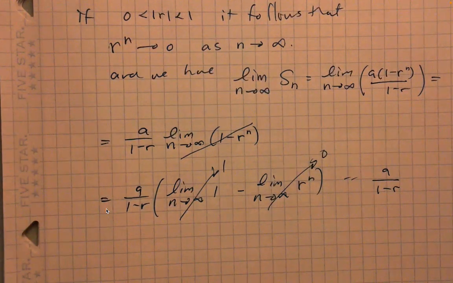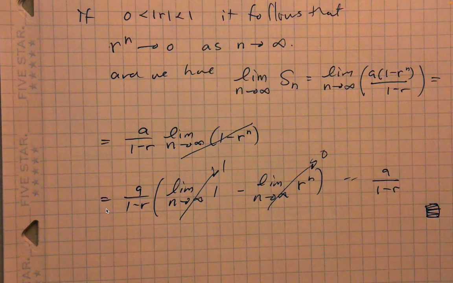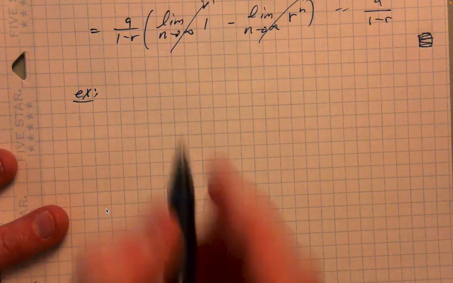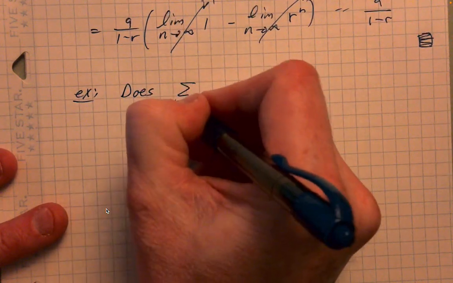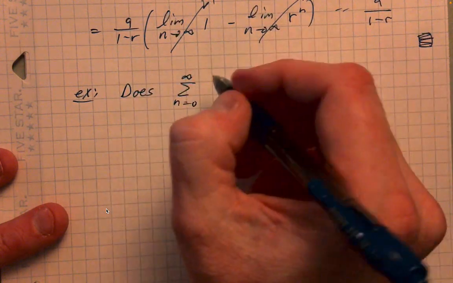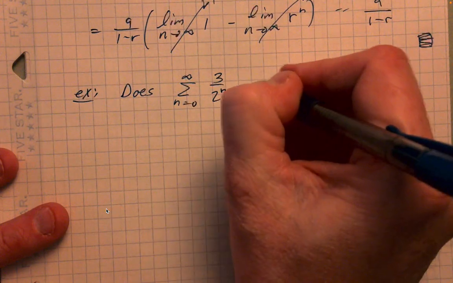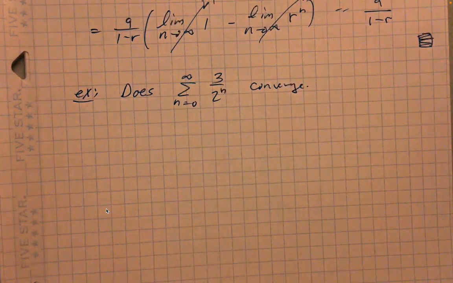All right, perfect. So that's the proof of the geometric series, the convergence of the geometric series. Let's do an example using that. It'll be a lot like the first example that we looked at. Does the series n equals 0 to infinity of 3 over 2 to the n converge? And if so, what does it converge to?